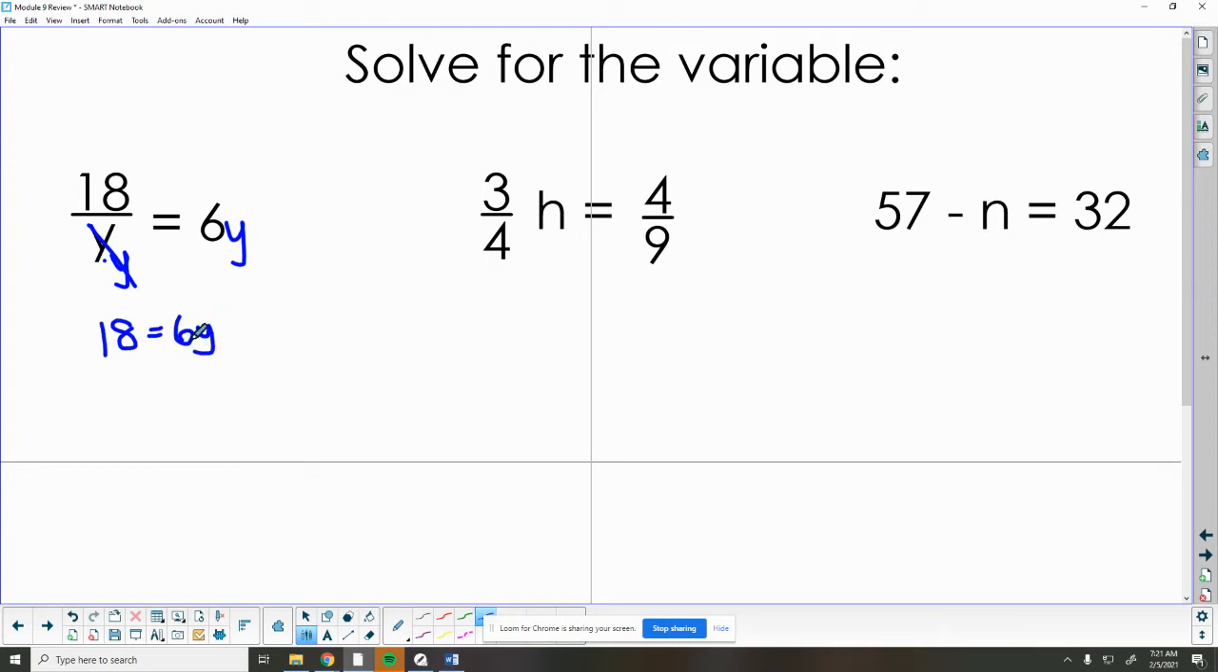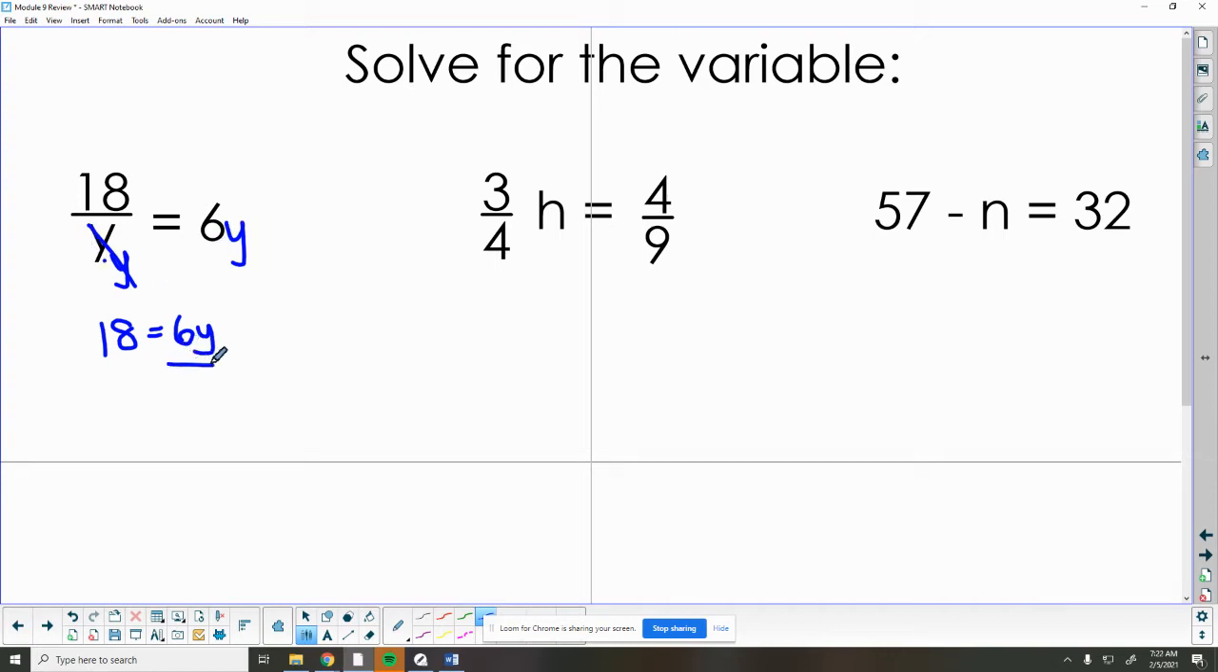So I'm still looking to get, so all we did was we moved it over. So we've got to follow our order of operations still. And we can't just times by 18 because that's going to give us a bigger number if we did 6 times 18. And 18 divided by a bigger number would not equal 6. So we move y over by doing the opposite.